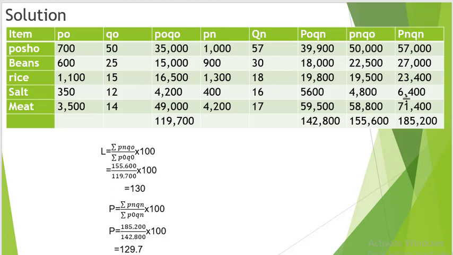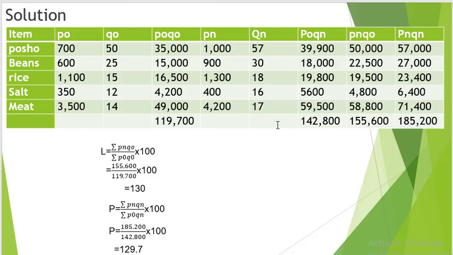After creating all those columns, now we need to think of our formula. Laspeyres price index is summing Pn Q naught over summing P naught Q naught times 100. That means we need a sum of Pn Q naught. Now we sum all those entries, and we shall come up with that answer.